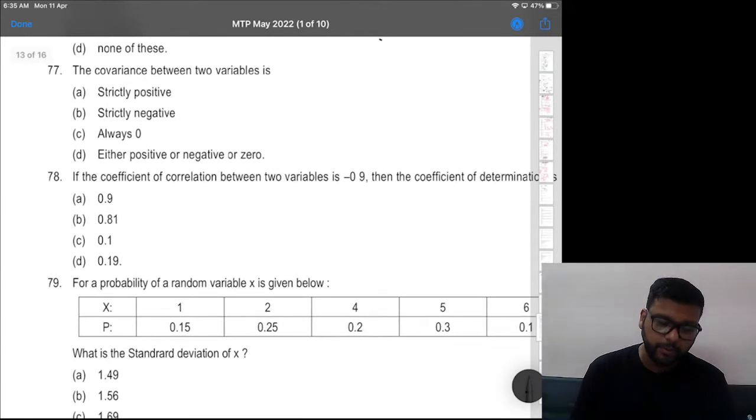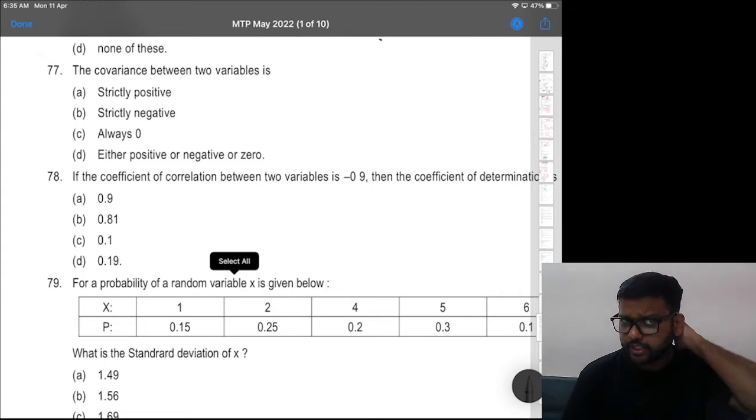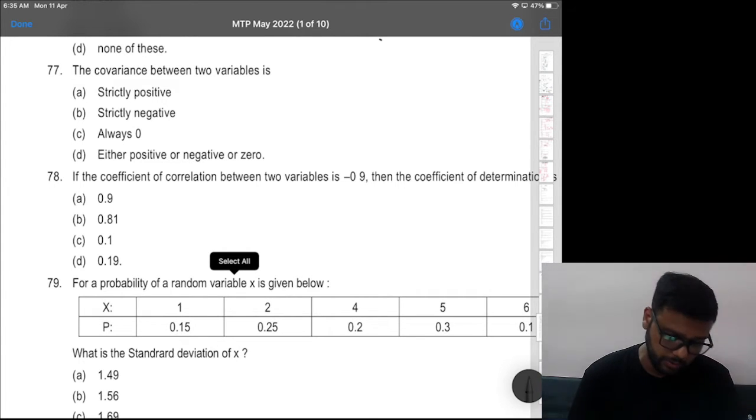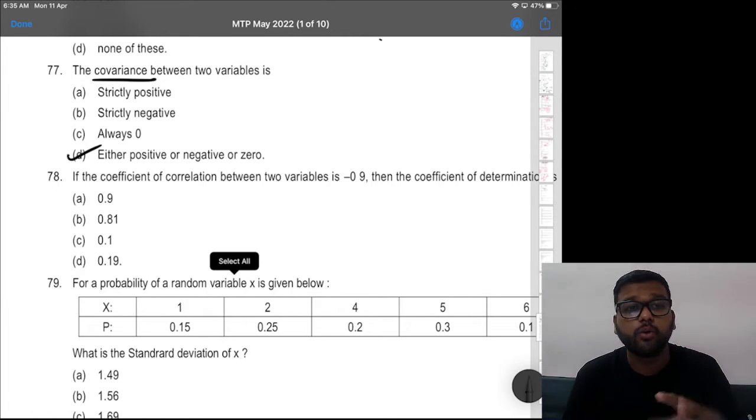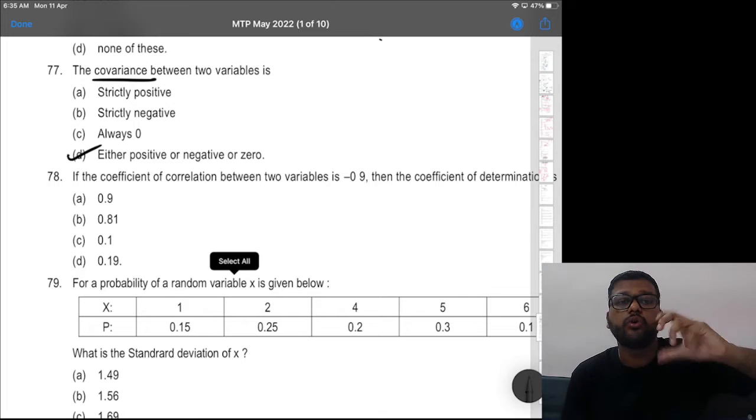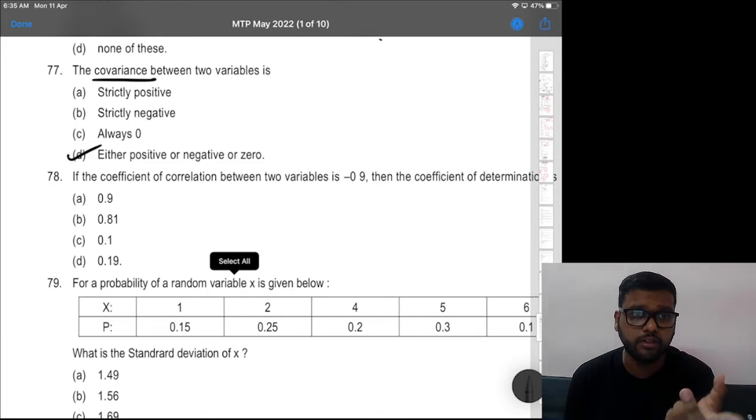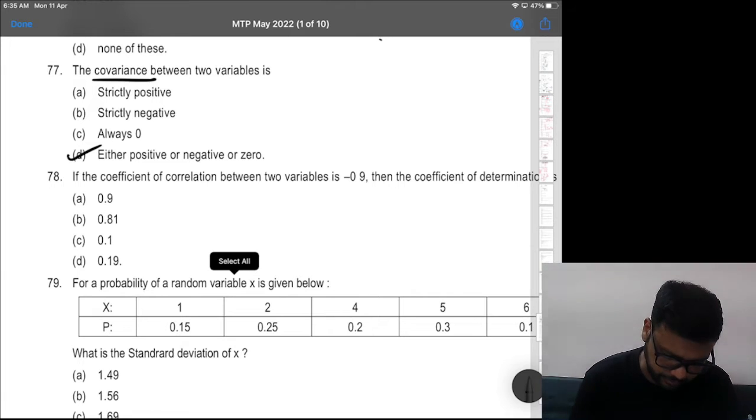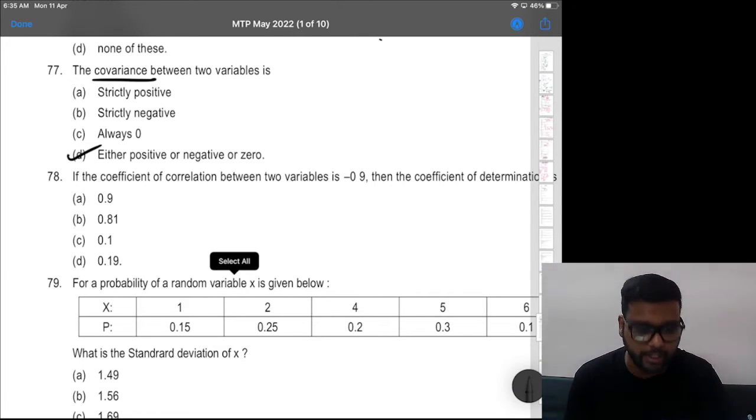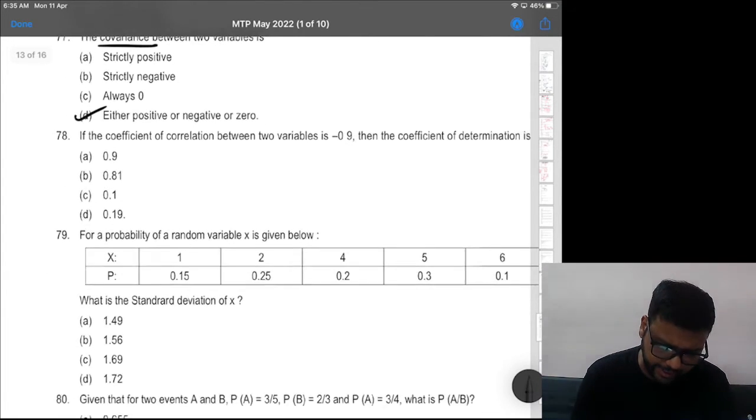Next, covariance between two variables is strictly positive, strictly negative, always 0. No, either negative, positive or 0, because covariance is the absolute measure and correlation coefficient is the relative measure. Correlation coefficient lies between minus 1 and 1. Covariance can be anything.